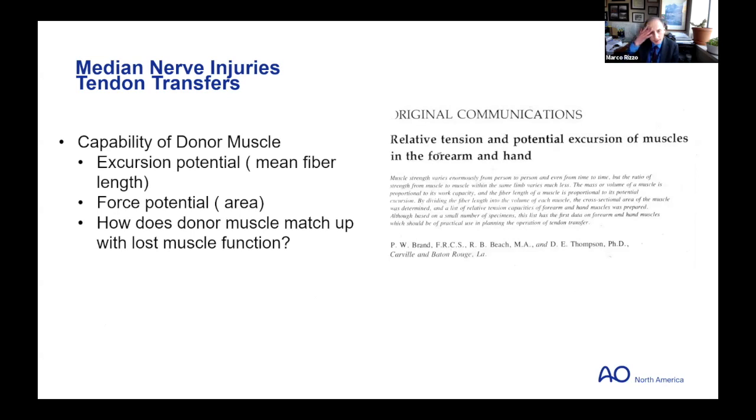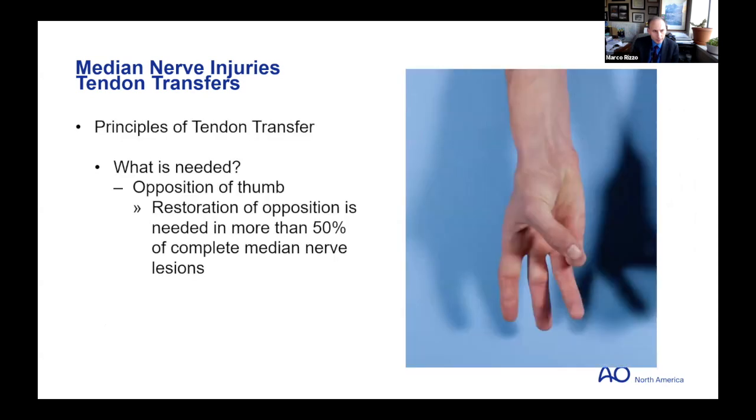Dr. Brand's work has been cited a couple times here, and it's been hugely important in our understanding of tendon transfers and defining the capability of the donor muscle, excursion potential, things to consider, force potential, and how much the donor really matches up with the lost muscle function. So let's get into it.